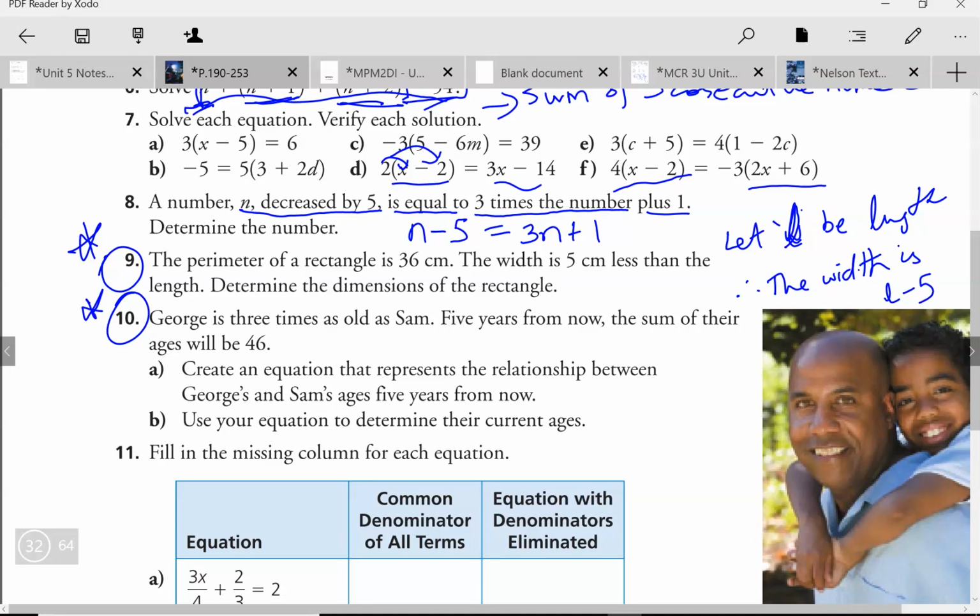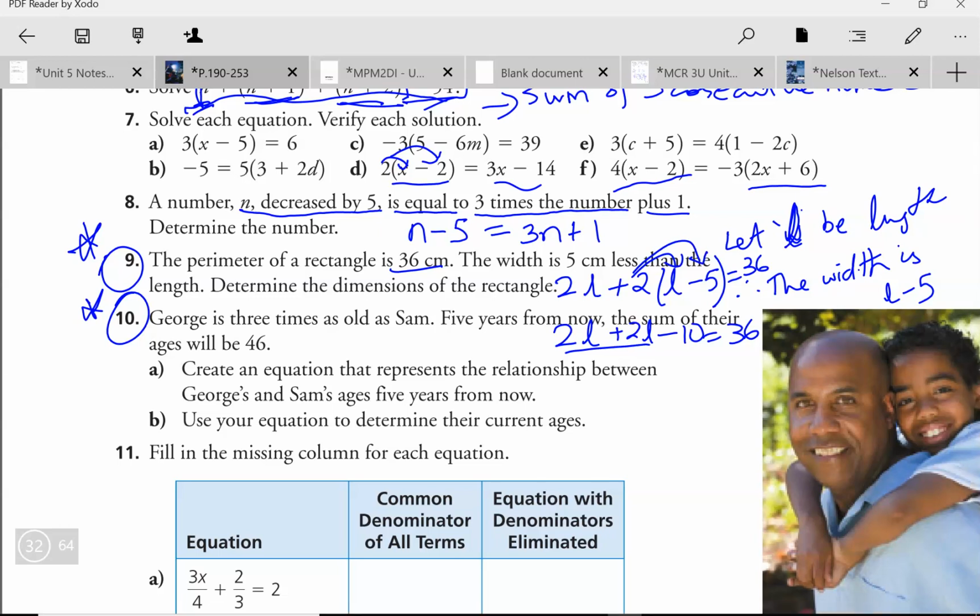The perimeter is given to be 36. We know the perimeter is 2 times the length plus 2 times the width, which we said was L minus 5. Very important to put that in brackets. Then we know how to solve this from here: 2L plus 2L minus 10, using the distributive property, equals 36, and so on. You add to get 4L equals 46 and move it. You know how to do that.